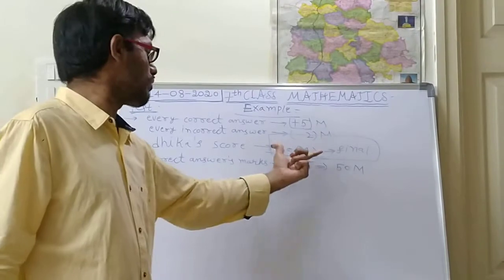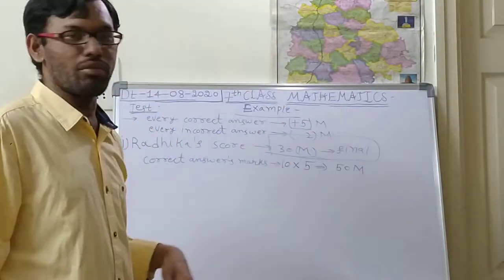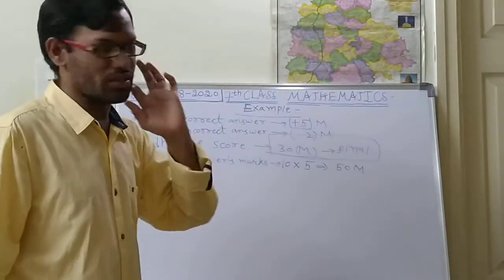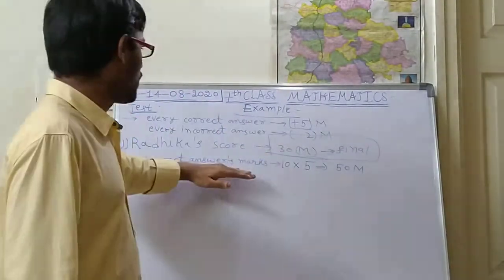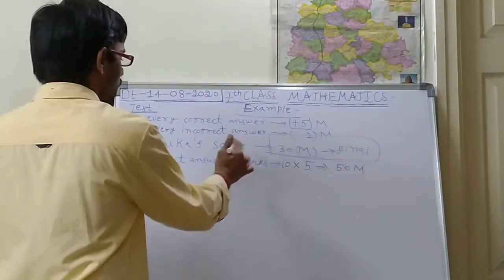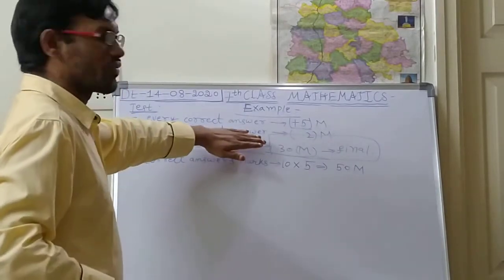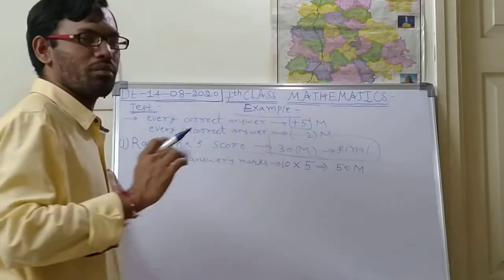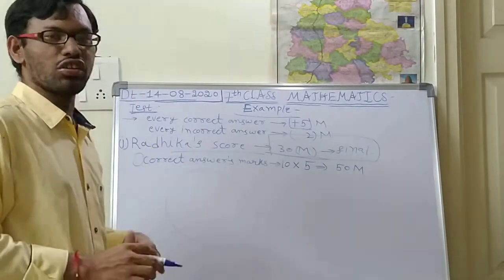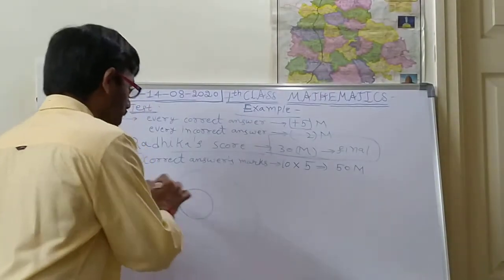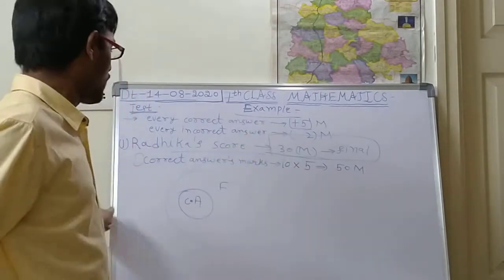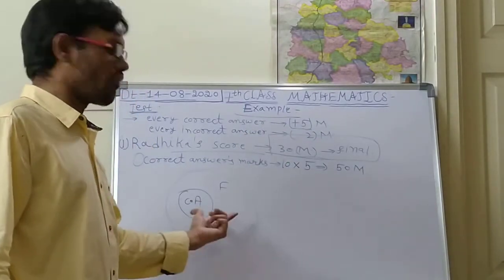For this problem only, 30 marks is her final marks. See, the correct answers' marks is 50 marks. I hope you are understanding. So in this 30 marks, 50 marks is one of the parts. Out of her final score, the correct answers' marks is one of the parts. If this total circle is her final score, then the correct answers are a part of the final score.